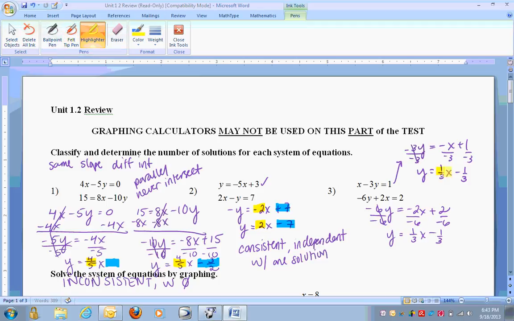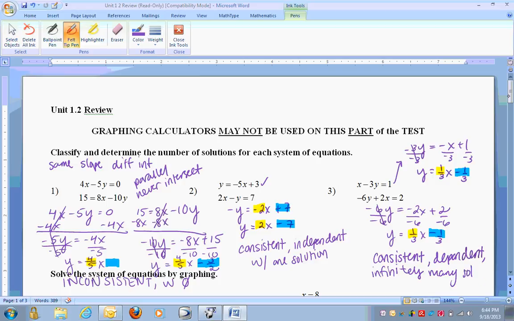Alright, well, you notice that they have the same slope, and we know that they have the same intercept. So we know that they are the same line. Okay, and if they're the same line, that means that they're always intersecting. So they do have a solution. In fact, it's dependent because they are always intersecting. They have infinitely many solutions.